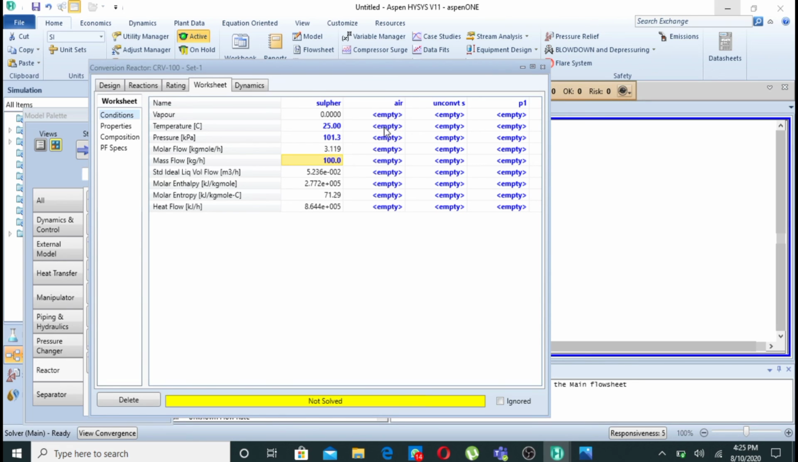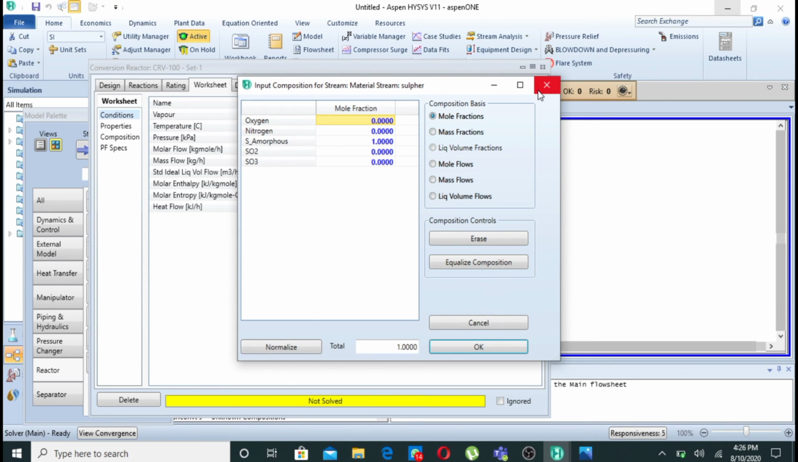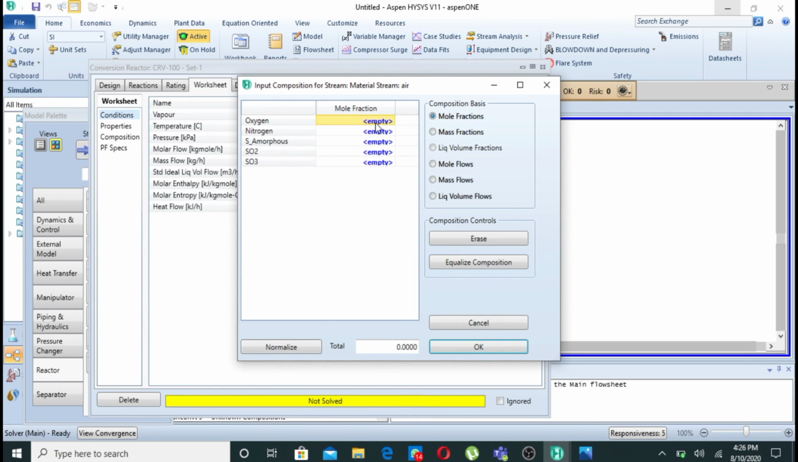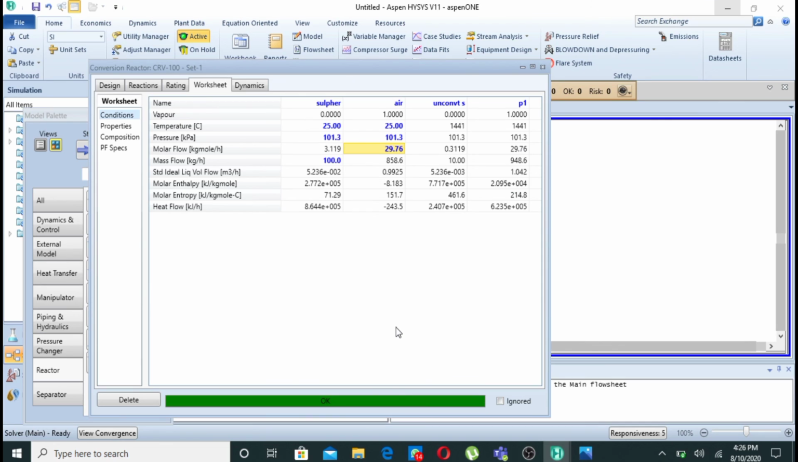Now I will come to the air. Air temperature is also 25 because it is ambient temperature. For pressure I will take 101.325. Now for air we are given the molar flow rate, which was 29.76. Now I have to define its composition. In air the composition of oxygen is 0.21 and nitrogen is 0.79 by volume. So I will click it, and that's okay. So all the values are entered and the problem has been solved.